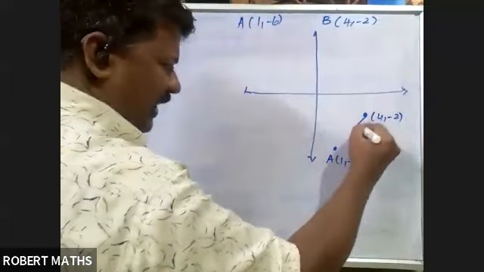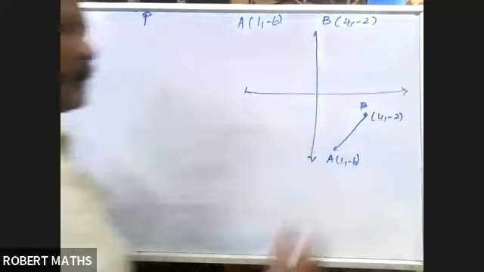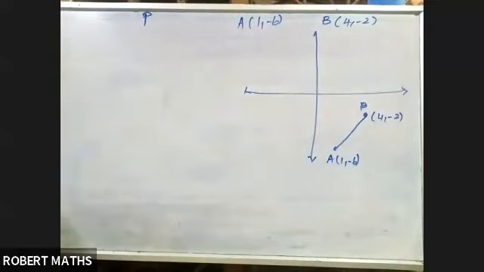So join this line, we'll get AB. Now it is given that AB subtends a right angle at P. The line segment AB joining the points A and B.